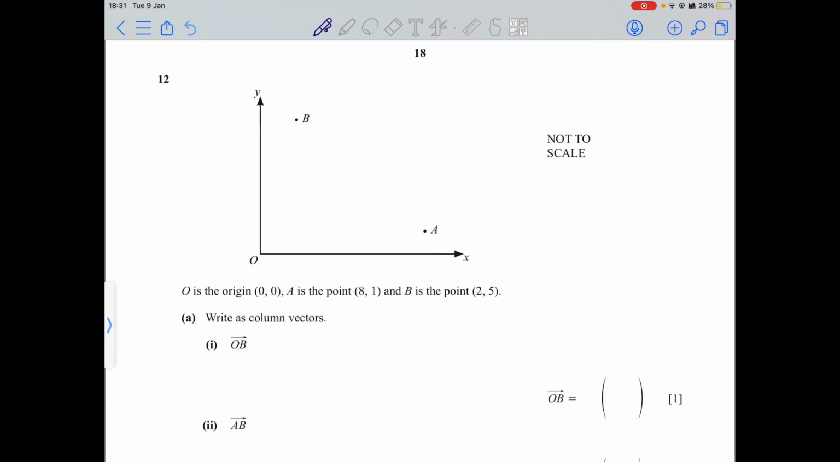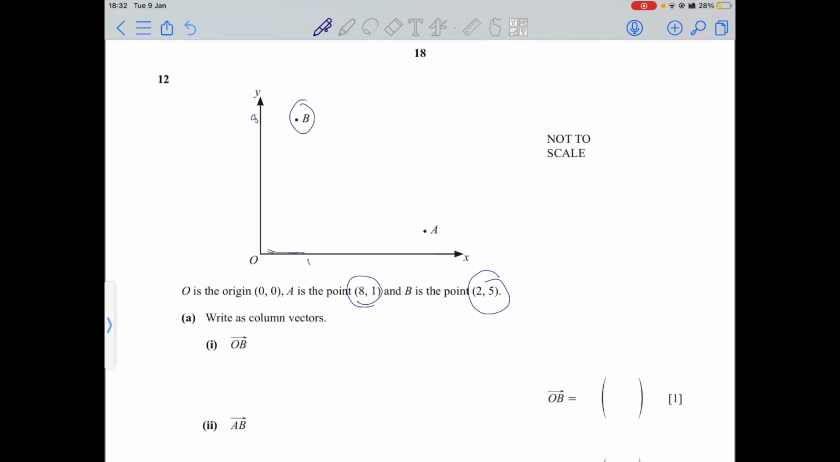Now, this is a question from vectors, and I'm guessing this is the last question in the paper. There's an origin point given. There's a point A, which is 8, 1, and there's B, which is 2, 5. Write the column vector OB. If you want to move from O to B, you would move 1 to the right and then 8 up.